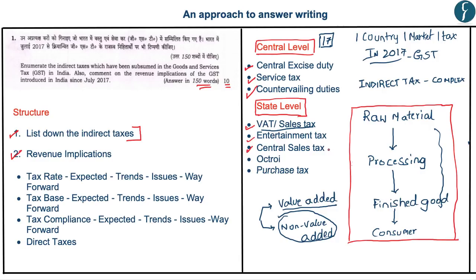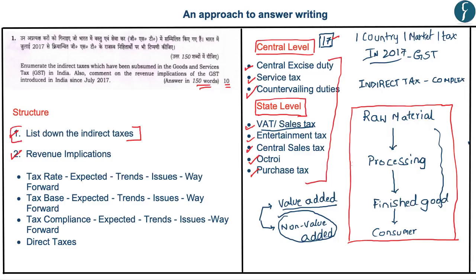Now, this central sales tax is under state level because though the central sales tax is levied by the center, it is collected by the states. Then there is octroi, which is levied on interstate movement of goods, and finally the purchase tax. Now, as I have mentioned, it may not be necessary to enumerate all the 17 taxes, but to list down the most important taxes, which fulfills the demand for the first part of the question.